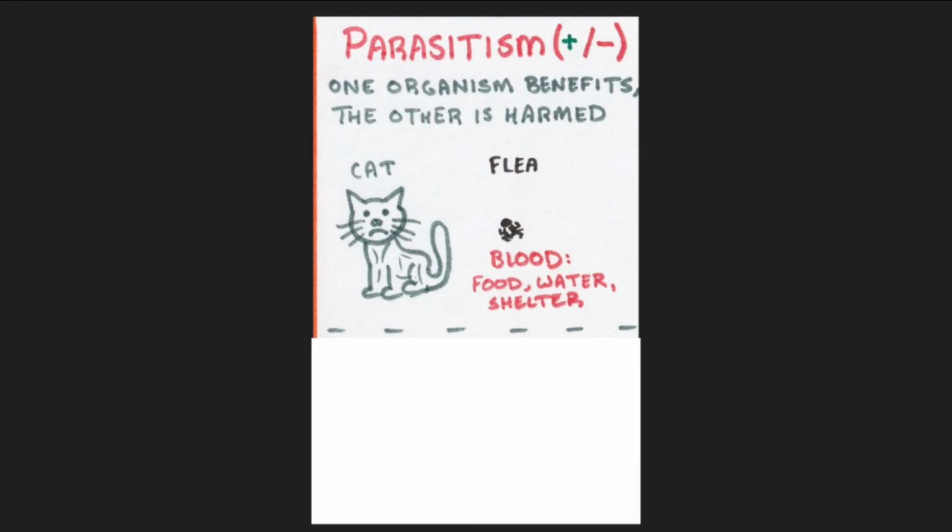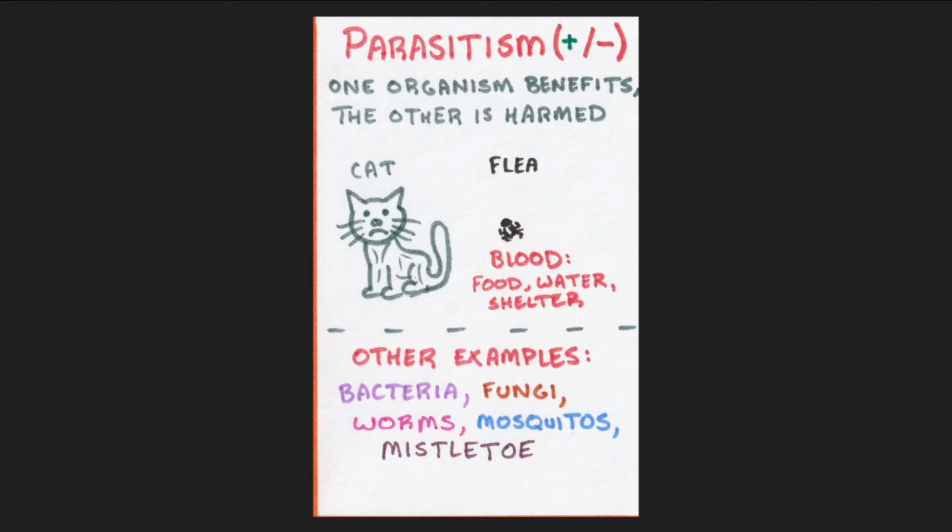He's getting a nice meal of blood, which therefore gives him food and water, and the thick hair on the back of the cat is going to give it a nice place of shelter. So that's a parasitic relationship. Now, parasitic relationships are some of the most common in all of ecology. In fact, there's a lot of other examples that we could go over.